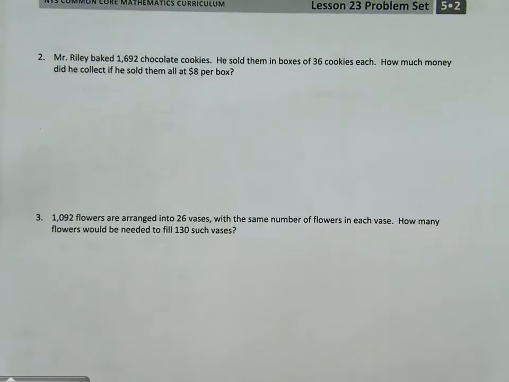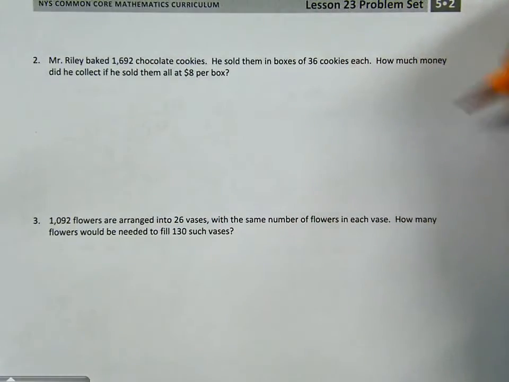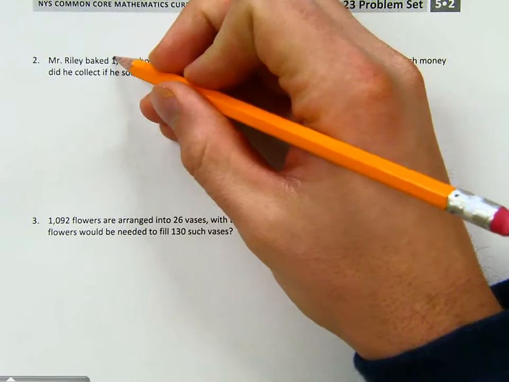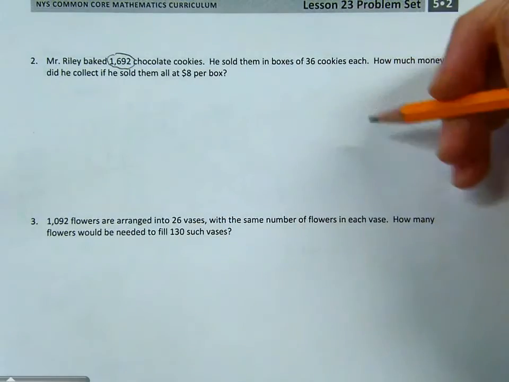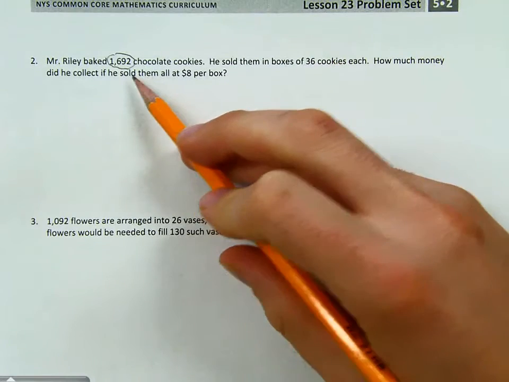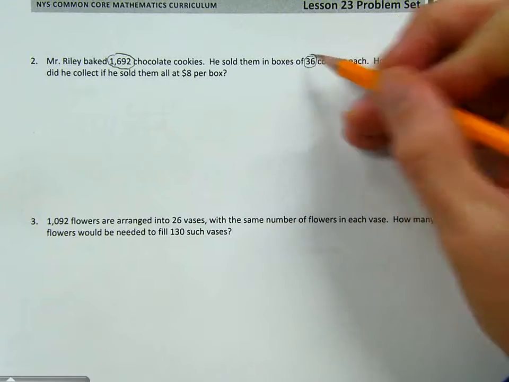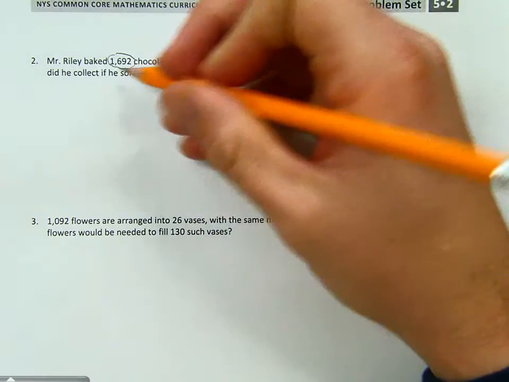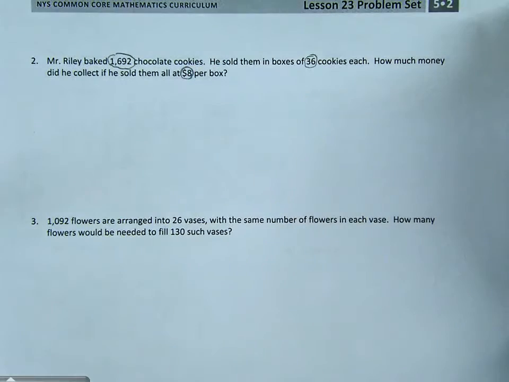So this is going to be a 2-step problem. I'm not going to be able to do this all with one equation. So what I'm going to have to do is, first I'm going to take a look at each part of this word problem. So I have Mr. Riley baked 1,692 cookies. He sold them in boxes of 36 cookies each. How much did he collect if he sold them for $8 per box?